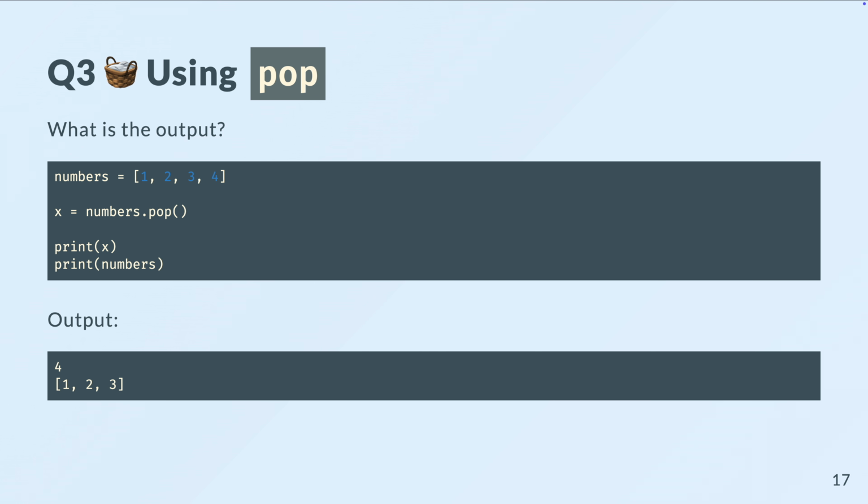Let's check. x is 4, because pop returned the removed last item. So the first line prints 4. Now the list is 1, 2, 3, because 4 was removed. So the second line prints the list 1, 2, 3.